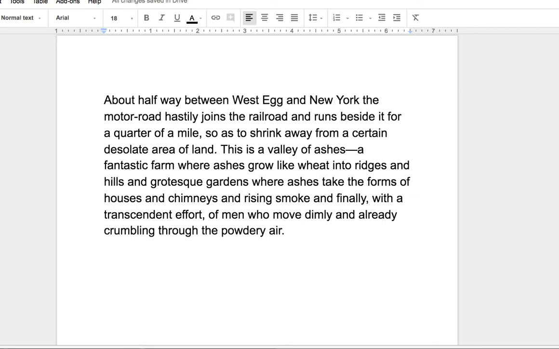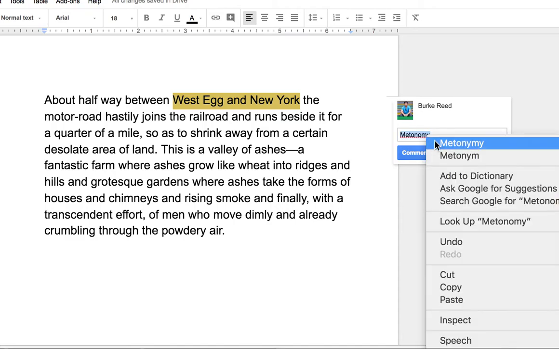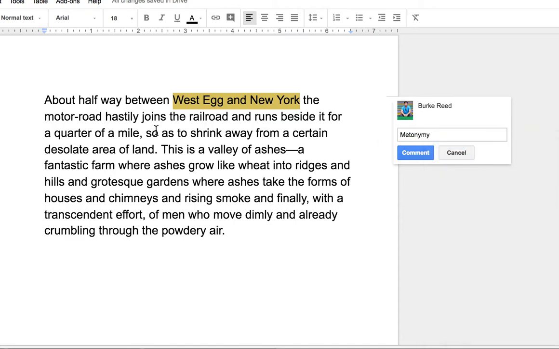So about halfway between West Egg and New York, we've already established that that is an example of metonymy, because these two things embody both principles and ideas. Ooh, that's a good start. There we go. All right, haven't had my coffee yet. So we have examples of metonymy here.